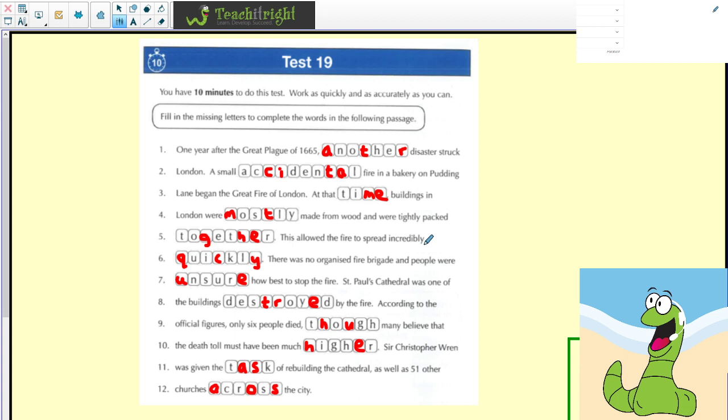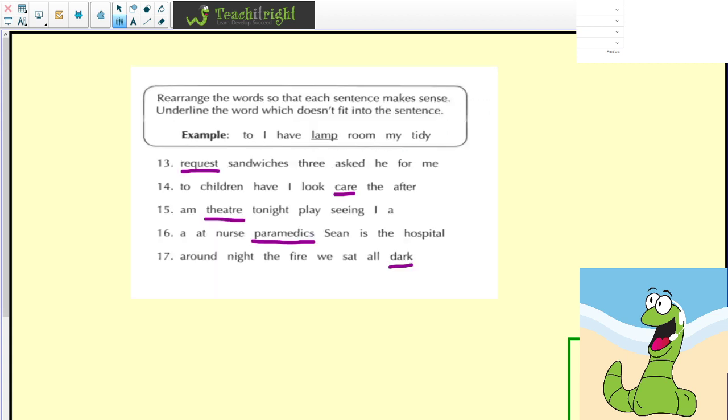According to the official figures, only 6 people died, though many believe that the death toll must have been much higher. Sir Christopher Wren was given the task of rebuilding the cathedral, as well as 51 other churches across the city. So again, out of 12, put down how many you managed to get right there. Certainly reading beyond the gap is really important.